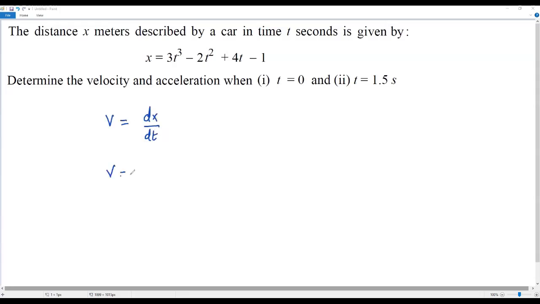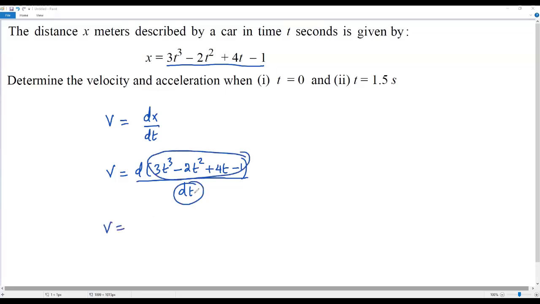Okay, so velocity v equals, we already know that x equals 3t³ − 2t² + 4t − 1. We can plug in this expression for x over here, that is d of (3t³ − 2t² + 4t − 1) over dt. Now let's find the derivative of this expression with respect to time.